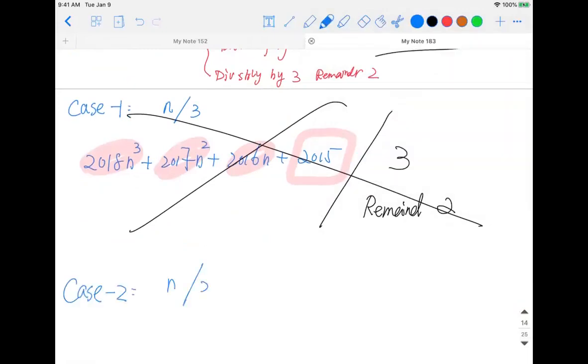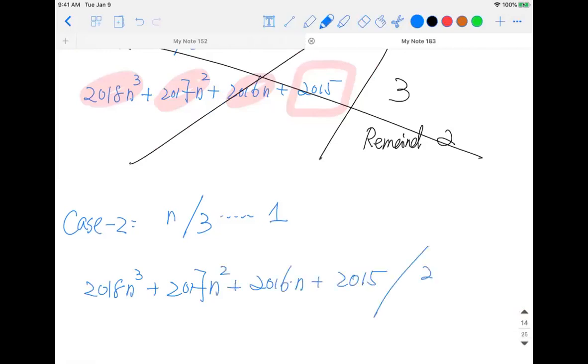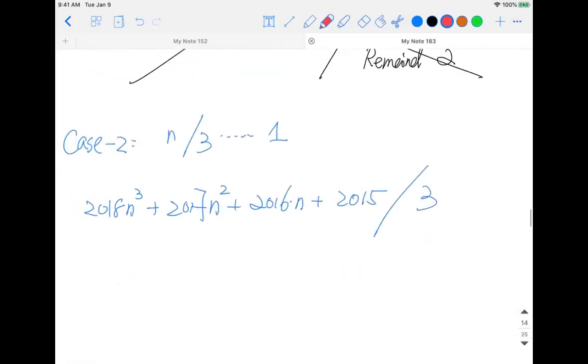N is not divisible by 3, while the remainder will be 1. 2018 n cubed, 2017 n squared, 2016 n, 2015, divided by 3. Here I have to use some basic property of the remainder, because we have some students who have never been to the number theory lecture.